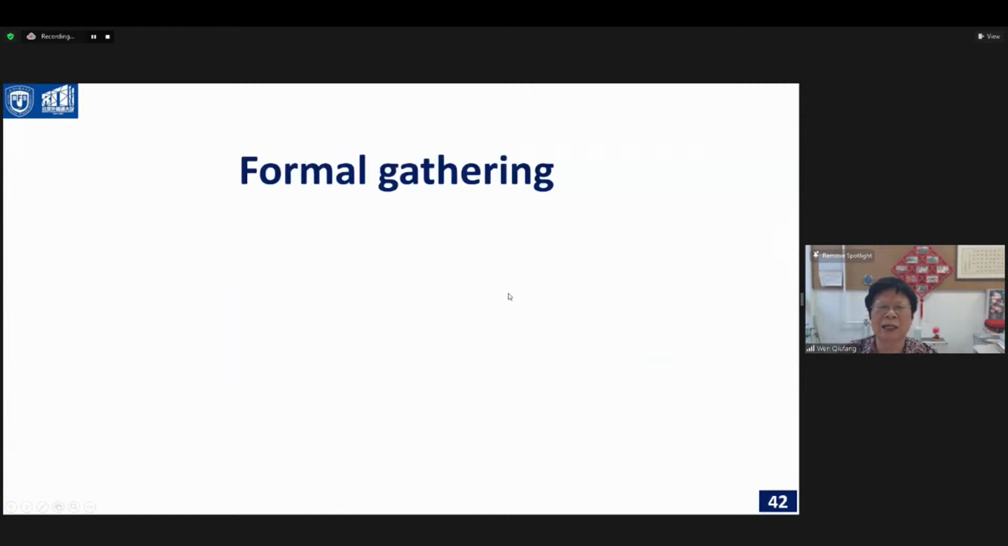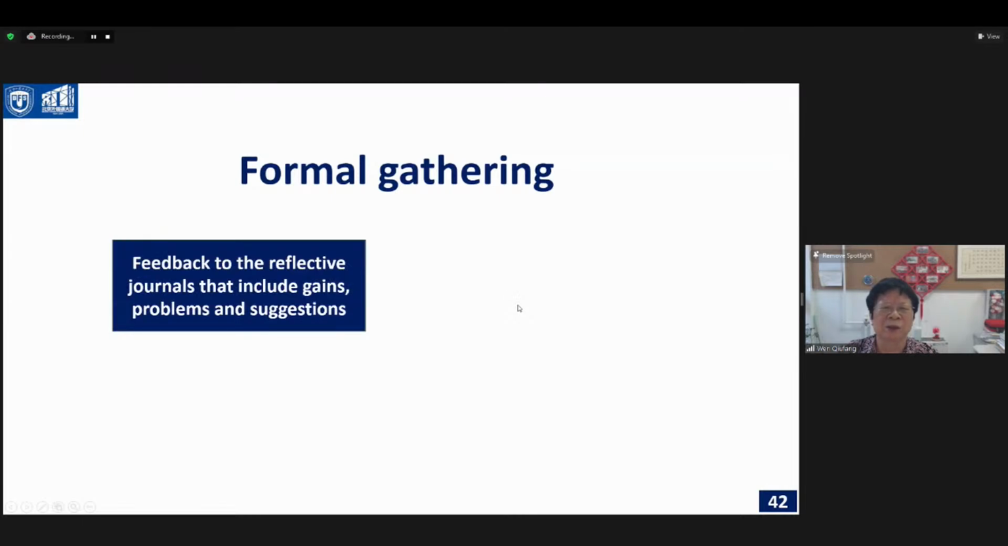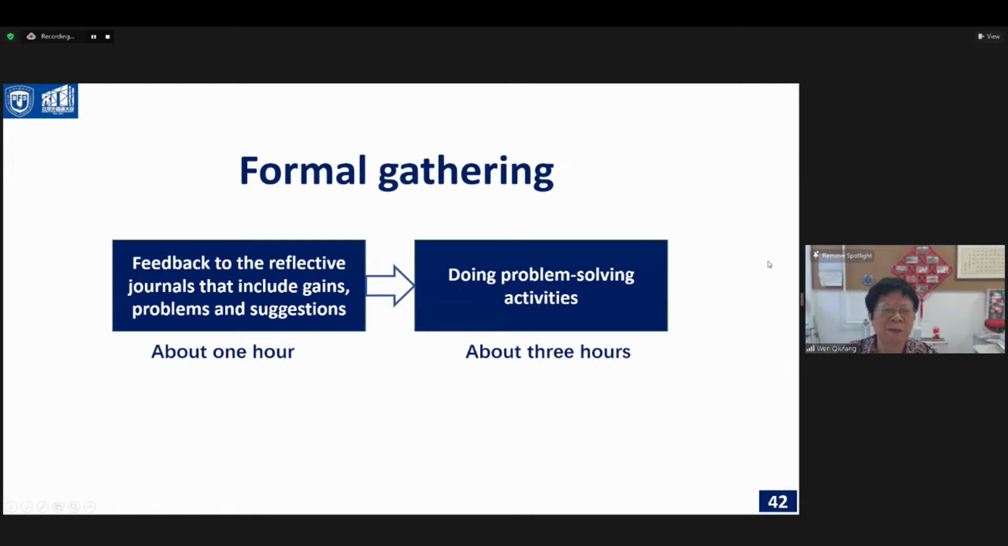Now let's look at the second phase, the formal gathering. We have 2 parts. In the first part, I will be responsible for giving feedback on the reflective journals that include gains, problems, and suggestions, which will last about 1 hour. And then we move to the second part. This is the most important part, doing problem-solving activities together. That will last about 3 hours. You can see that altogether it is 4 hours, almost the whole afternoon.